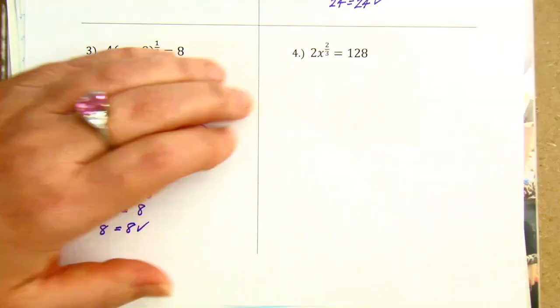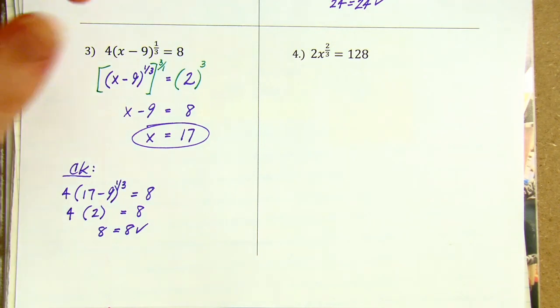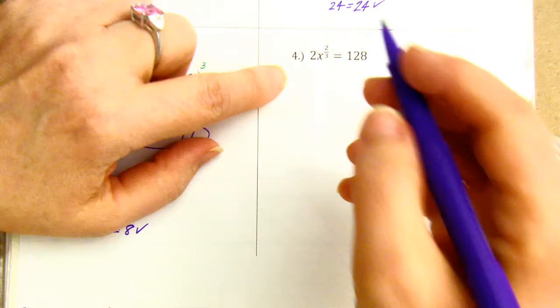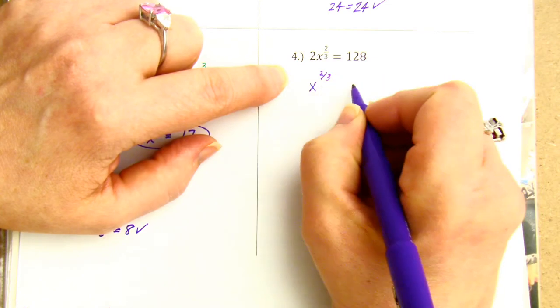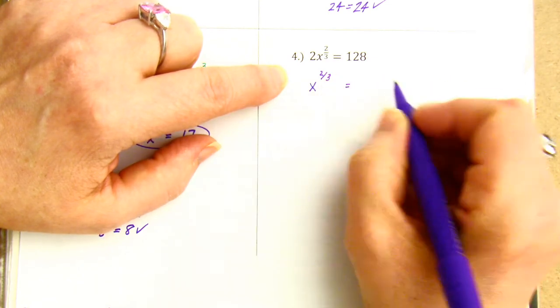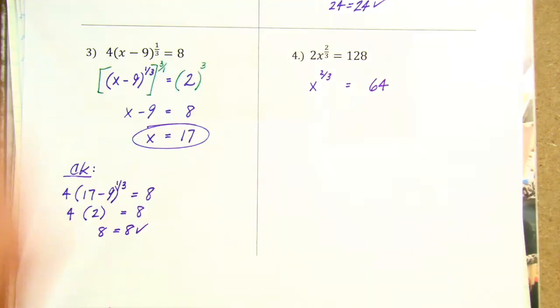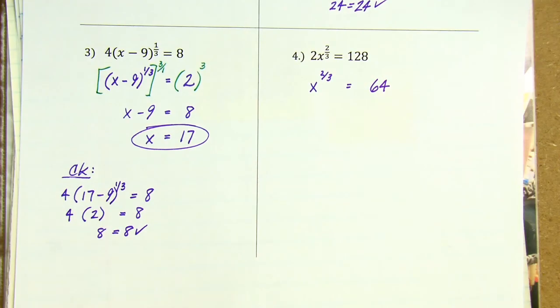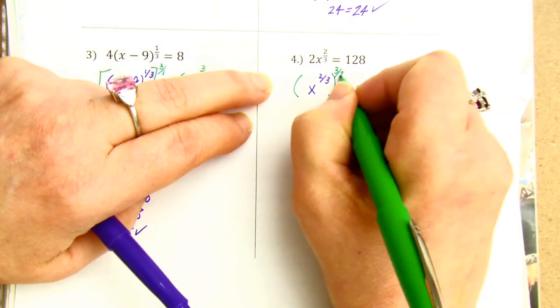And before you can raise it to a reciprocal power, you have to have that item by itself. All right, so I'm going to say x to the 2/3 power equals 128 divided by 2. Well, that's 64. Now I need to eliminate and get rid of that 2/3 power. So I'm going to raise both sides to the 3 over 2 power.